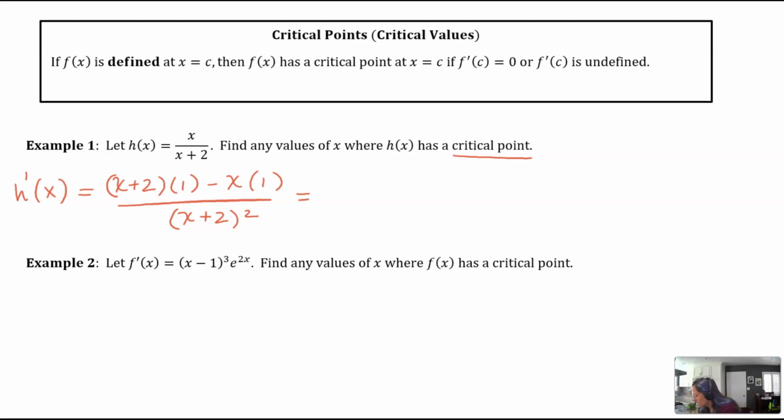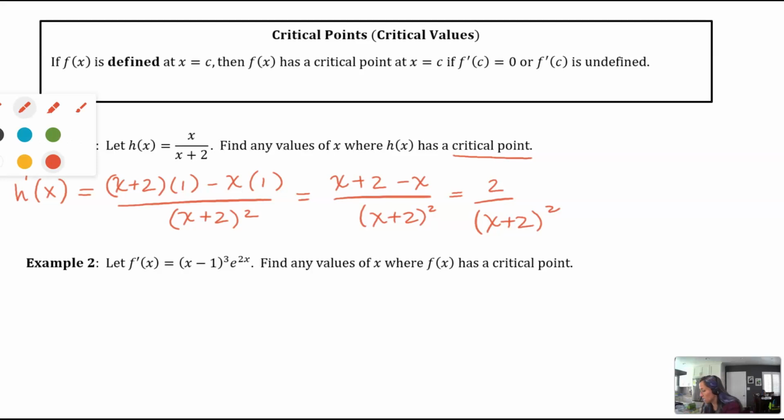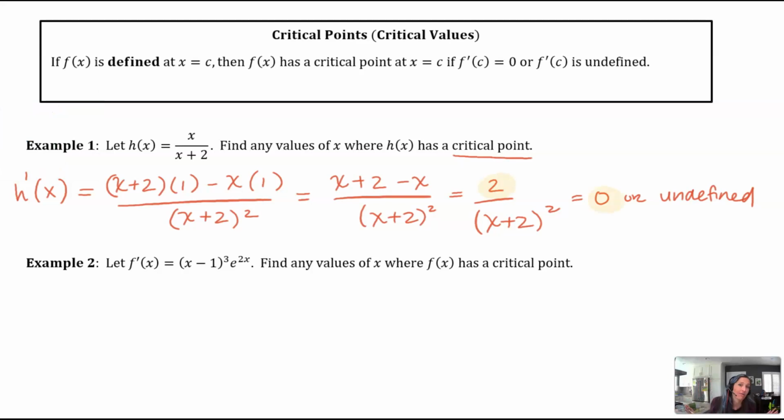We could go ahead and clean this up. We have x plus 2 times 1, minus x, all over x plus 2 squared. This is all equal to 2 over x plus 2 squared, right? Because the x minus x is 0. And so we want to know, when is this thing equal to 0 or undefined? If we want a fraction to equal 0, we'd need the numerator to equal 0. 2 can never equal 0, so we have no critical values coming from f prime equal to 0.